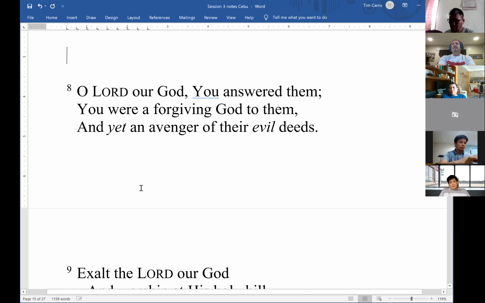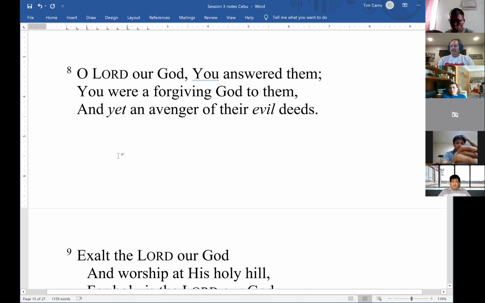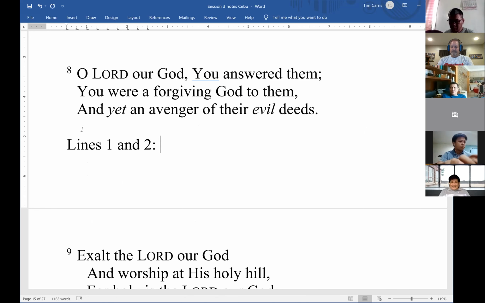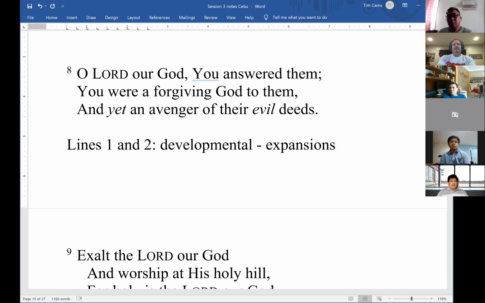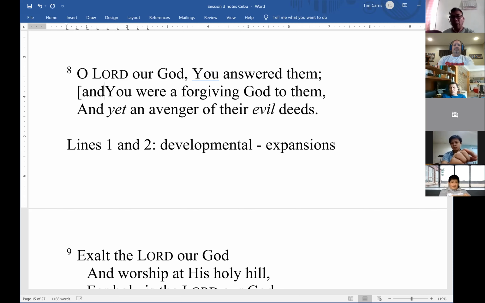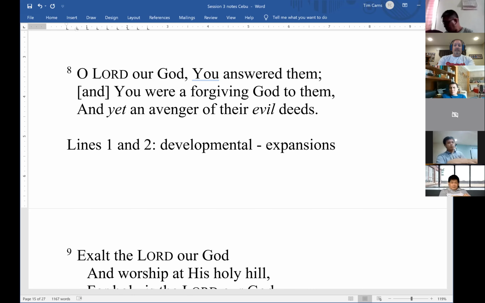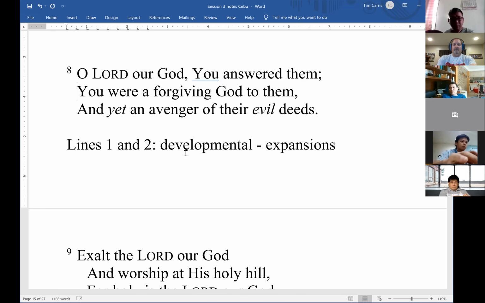Let's see, verse 8. John, have you done one of these yet? Try verse 8. I think lines 1 and 2 are developmental. And how does line 2 develop line 1? I'm going with either expands or explains, Pastor Tim. Explains how God answered. Yeah, you answered, and then I think expand is the right idea, because you were forgiving God. You answered and you forgave. So I think you're right. I think expansion makes sense. So we would say line 2 adds to line 1.